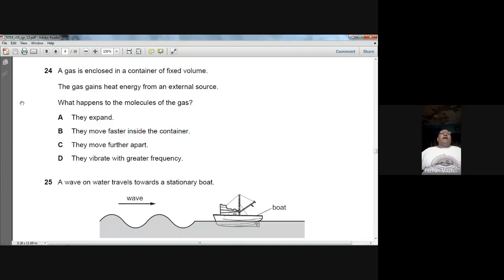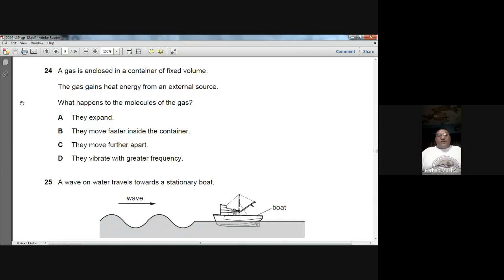So what happens to the molecules of the gas? Do they expand? No, the molecules don't expand. Never. Don't ever say molecules expand. They move faster inside the container. Yes, their temperature rises, their average kinetic energy rises, which means they are moving faster. So B is the option.